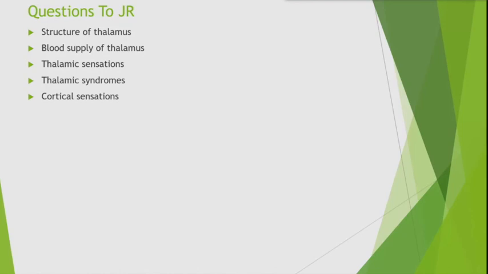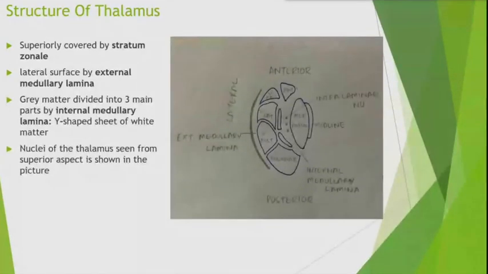What are the thalamic sensations you know of? All sensations are relayed in the thalamus. No, thalamic sensations are abnormal sensations when the thalamus is affected, which include hyperesthesia, hyperpathia, allodynia. Okay. Tell me something about thalamic syndromes. What are the cortical sensations you know of? You already mentioned that. So the structure of the thalamus you already said. Can you identify the areas you already suggested?